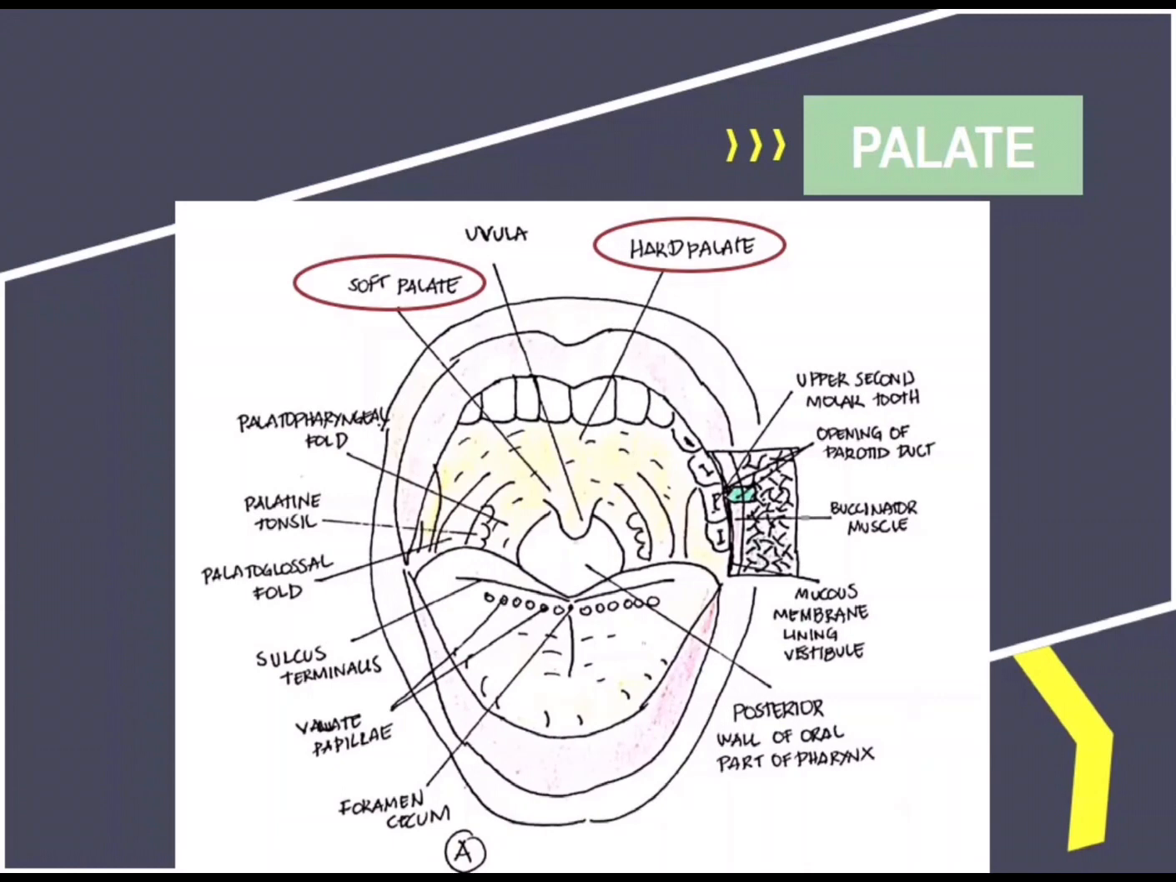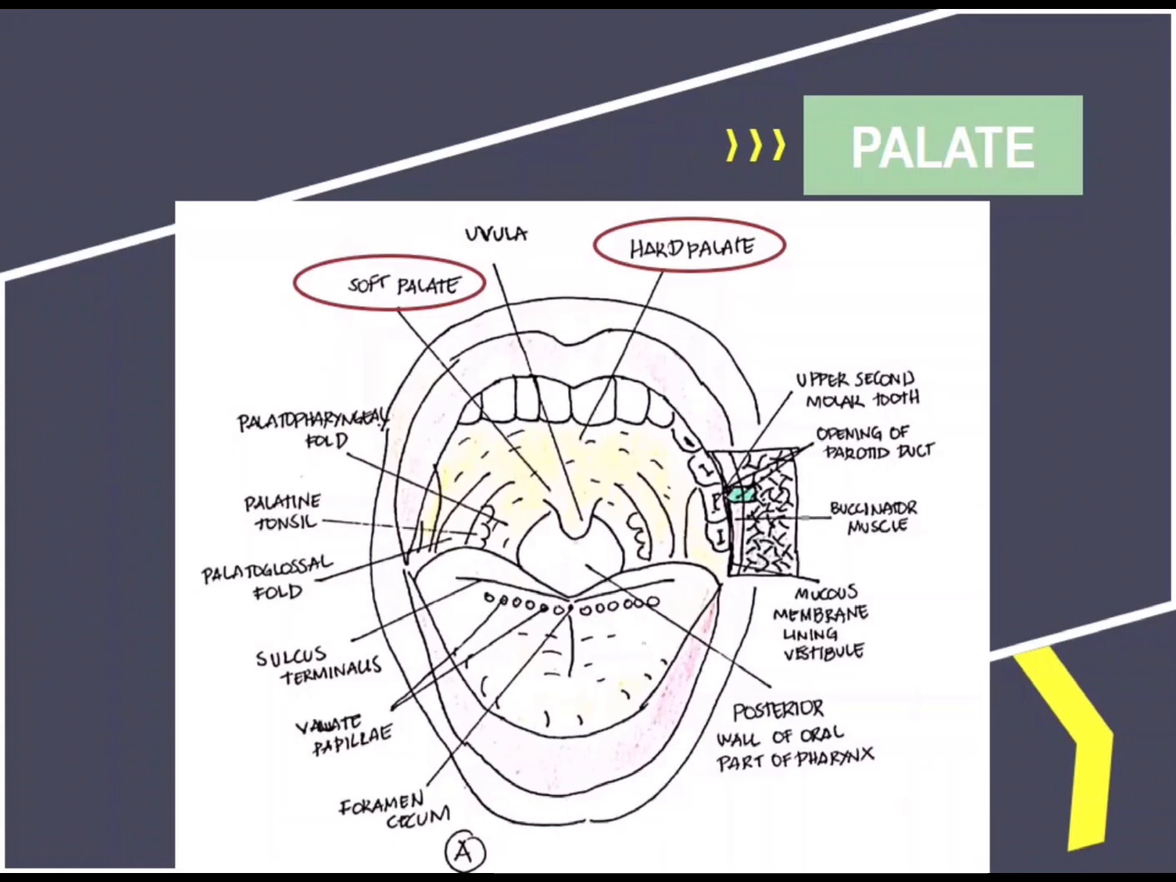Okay, let's proceed to the innervation of the palate. The general sensory innervation is the maxillary nerve via the greater and lesser palatine nerves and the nasopalatine nerve. Taste sensation is the facial nerve via the greater petrosal nerve, and the motor is the vagus nerve and mandibular nerve.